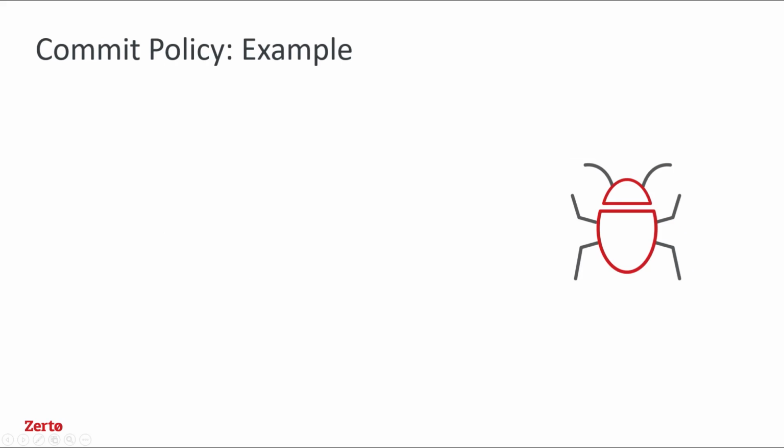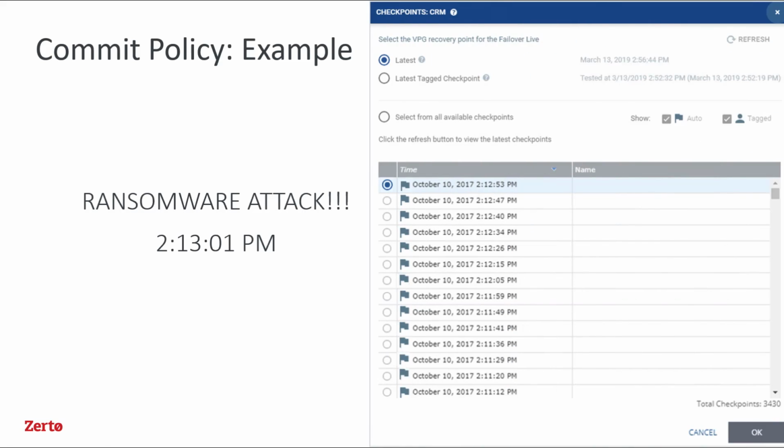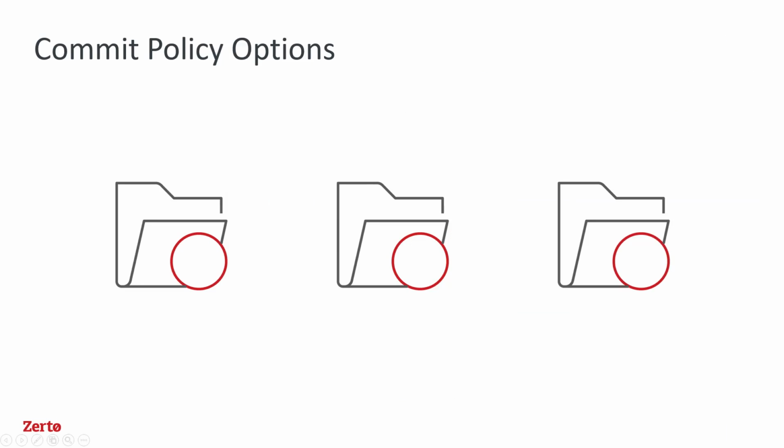Let's talk about how the commit policy options apply to a real-world example, such as a ransomware attack. Let's say that you learn about an attack at 2:13 p.m. You select the first journal checkpoint of 2:12 and 53 seconds and initiate a failover. Then, after logging in, you see that the files are still encrypted and realize that you need to go back further than the last checkpoint. How will each of the commit policy options perform in this scenario?